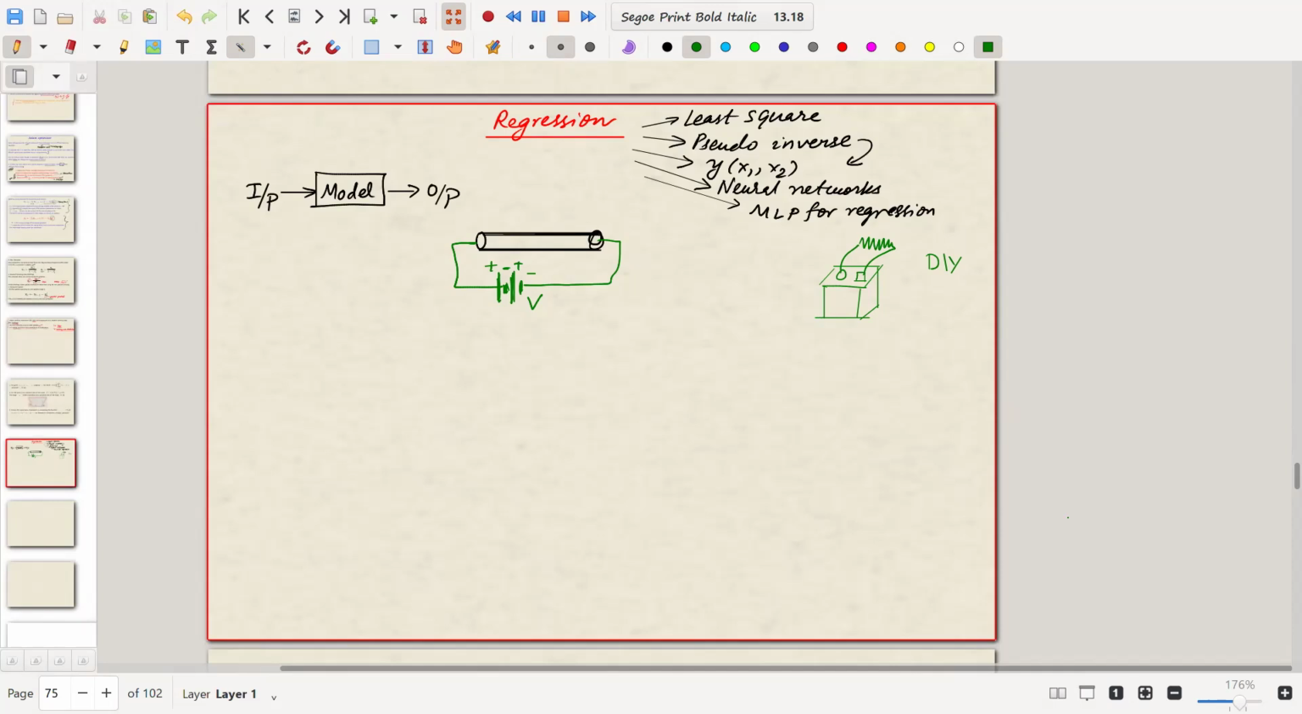Does it light up? No, right? So why, if current passes through that filament, does it light up? Because some part of it opposes the current to flow. And due to that opposition, heat is produced and that is brightening to you. And that's how we see the light.